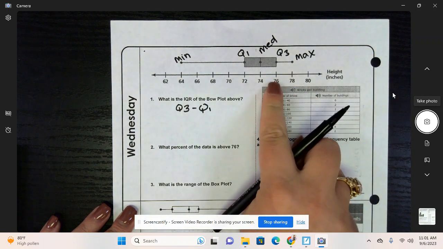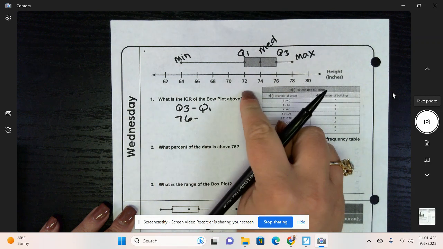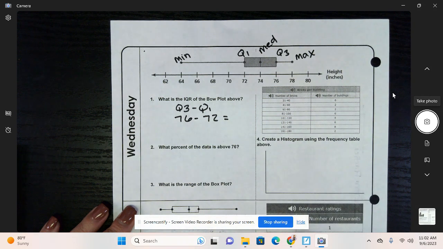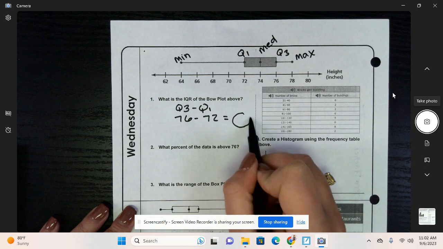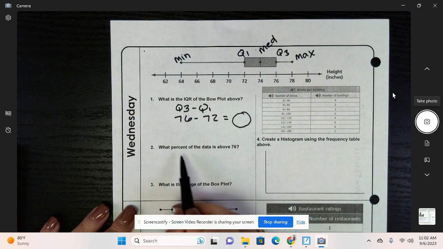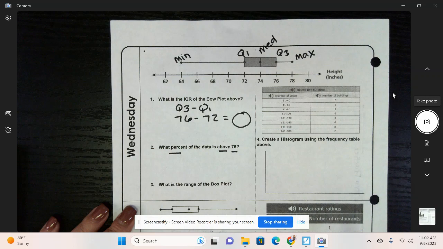So our Q3 is 76. Our Q1 is 72. So we do 76 minus 72, and you should be able to put that in your calculator and get your answer right there. Question 2 says, what percent of the data is above 76?